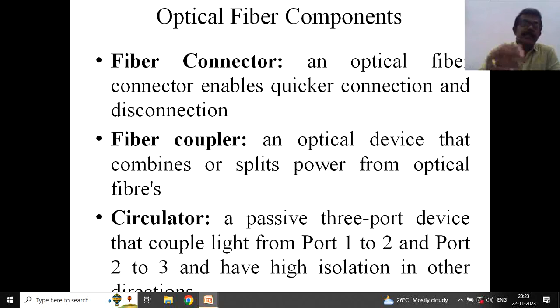So fiber connectors, I have told you what is the difference between fiber connector and fiber splicing.